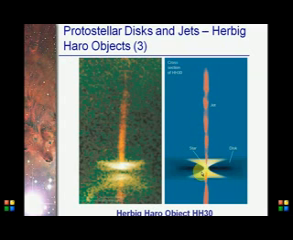This is a section in the star, and the disk and the jets coming out of it. And this is a photo, an image showing this activity.